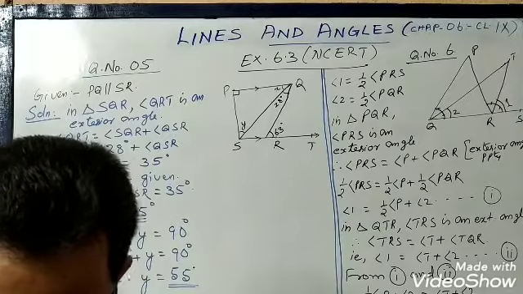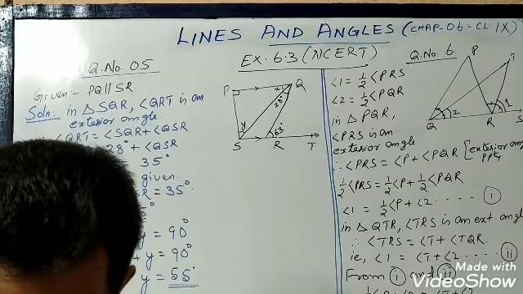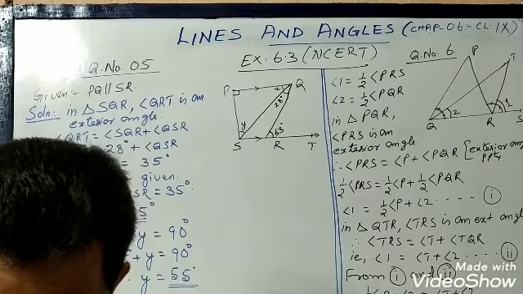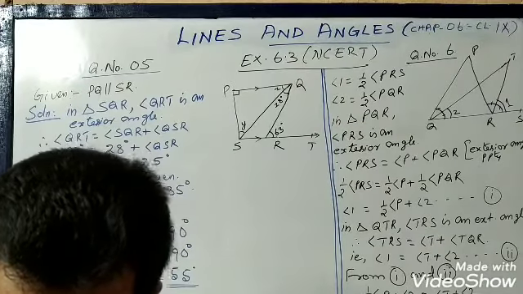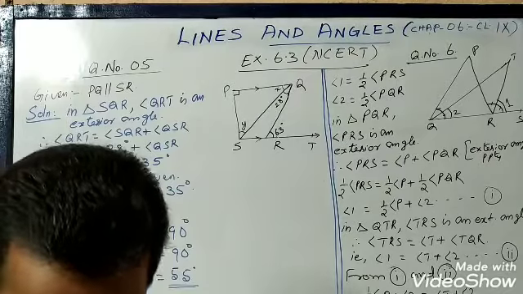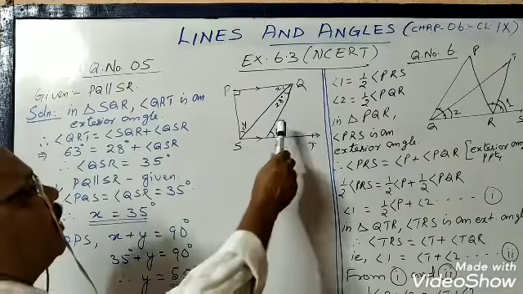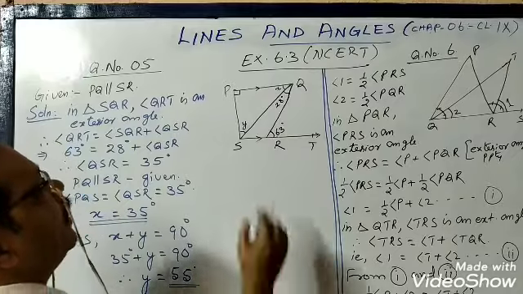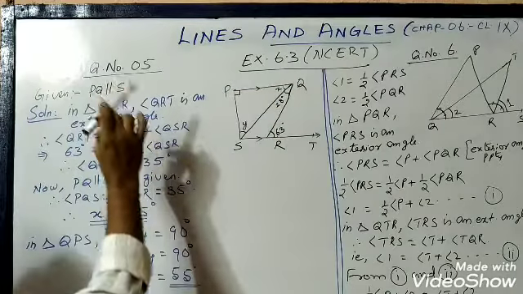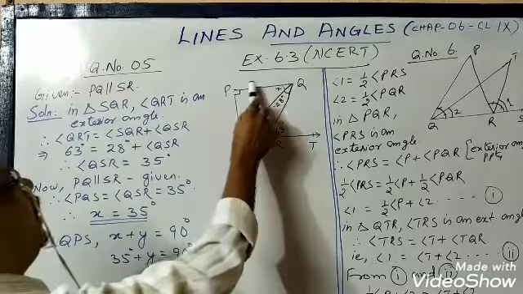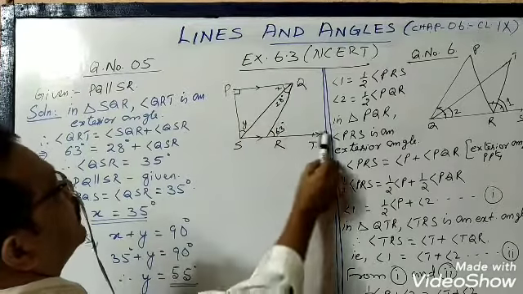If PQ is perpendicular to PS and PQ is parallel to SR, angle SQR equal to 28 degrees and angle QRT equal to 65 degrees, then find the values of X and Y. That's the question. The figure is shown on the board also. See, exercise 6.3 NCERT, question number 5. What is given? PQ is parallel to SR.